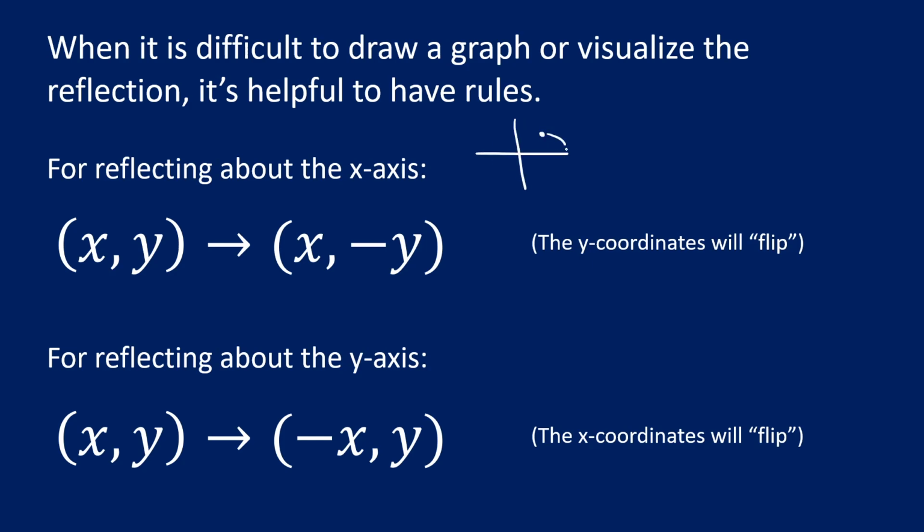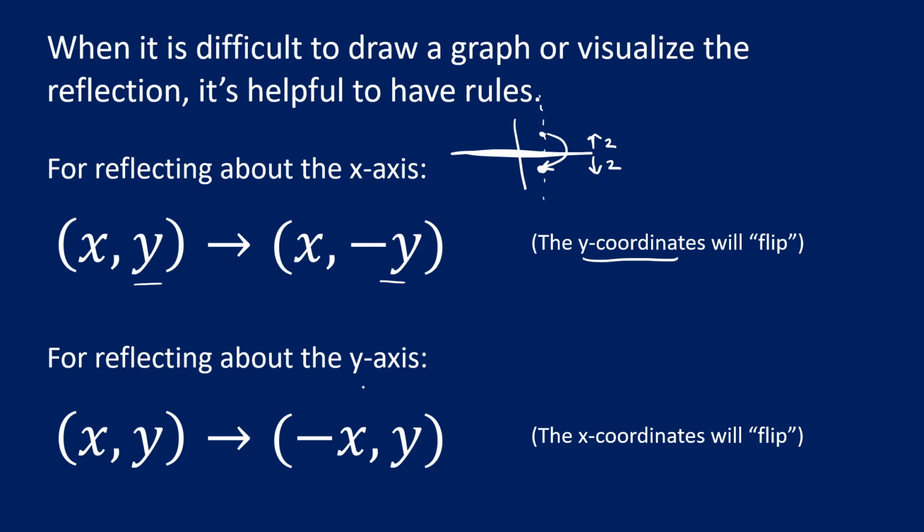Think about what's going to happen, right? If you reflect across the x-axis, your point is going to have the same x-coordinate, but now, if this was a distance of 2 this way, now it's going to be a distance of 2 that way. The y-coordinate is simply going to flip. If it used to be positive, now it will be negative and vice versa.